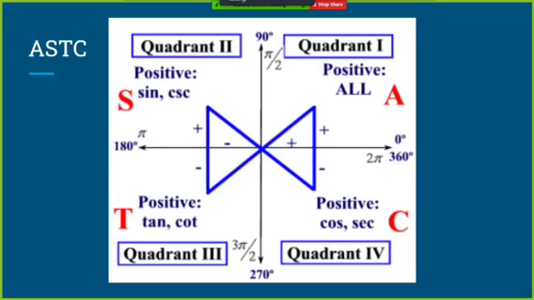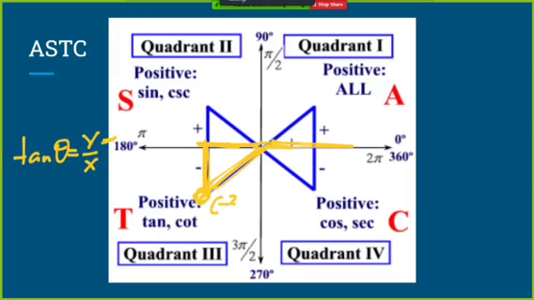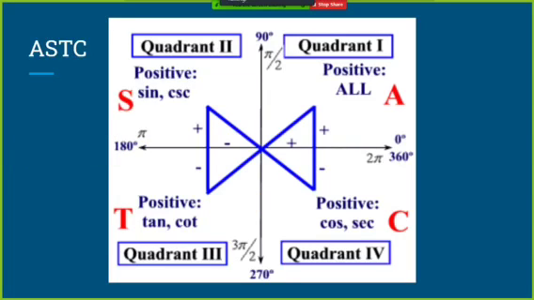Like the tangent of theta, if theta is in quadrant 3, well, tangent is equal to y over x. So if theta is in quadrant 3, the x coordinates and the y coordinates are negative, right? You can have a point like (-3, -2). If you divide those two, a negative over a negative gives us a positive. Okay, so that's how you determine the sign, meaning positive or negative, of the trig function of any angle.